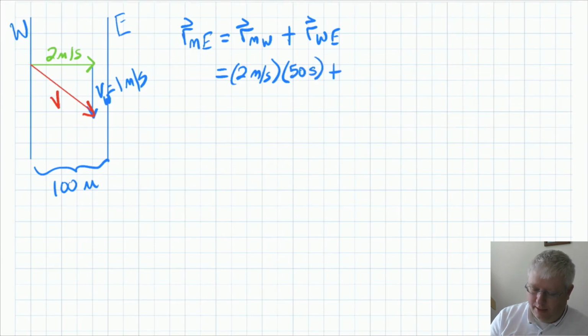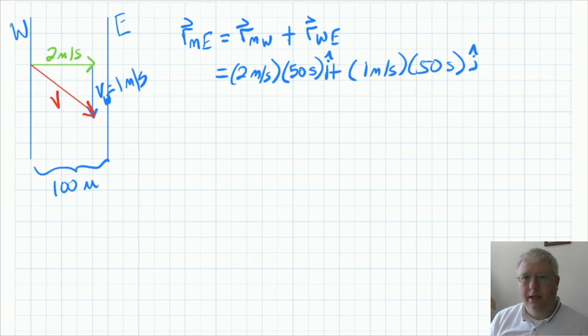Then we'll add the distance that the water moves with reference to the Earth. So that moves at 1 meter per second for that same 50 seconds. And I'm just going to insert an I hat here and a J hat here, just so I indicate which way is east, which way is south.